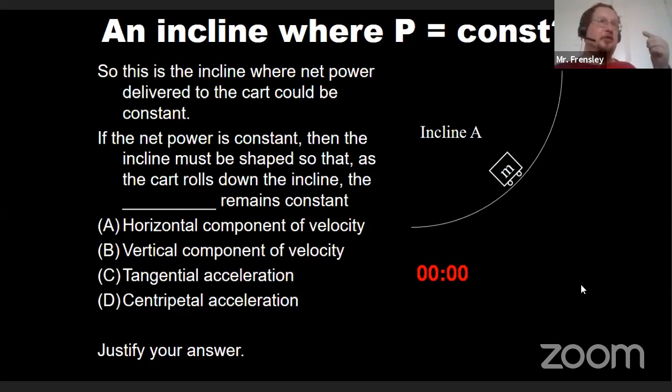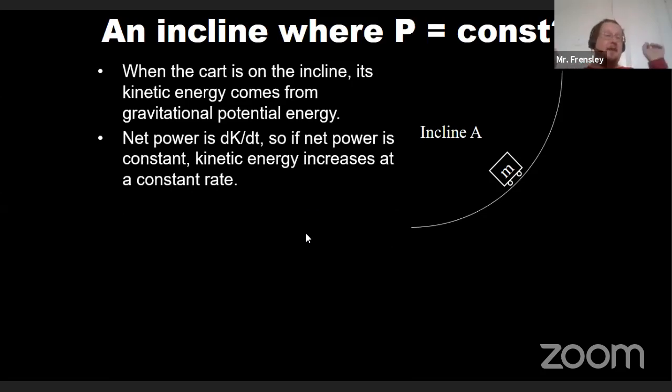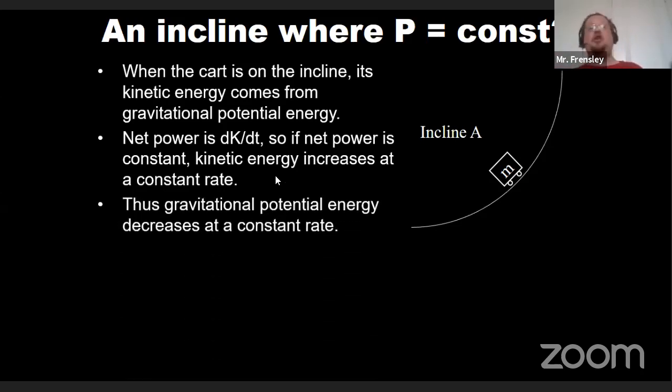So you're supposed to think, if the energy transfer is constant, the same joules every second, then you could say you're gaining the same kinetic energy every second, but that's not going to help you get the answer. Instead, you're going to say, I'm going to lose the same potential energy every second. So that's where we got to start off. We got to start by saying, when the cart's on the incline, the kinetic energy that it's gaining every second comes from losing gravitational potential energy every second. So the net power is how much kinetic energy you gain every second. If that power is constant, then you gain kinetic energy at a constant rate, you'll lose potential energy at a constant rate.